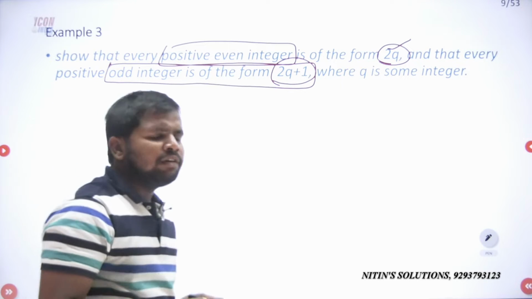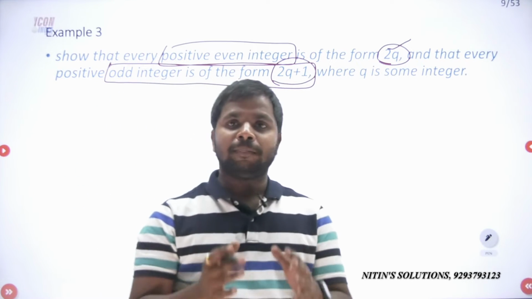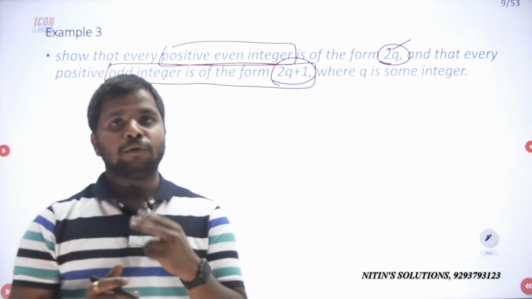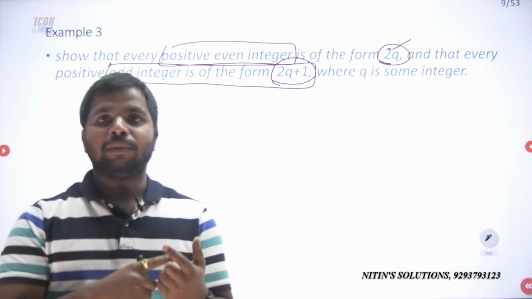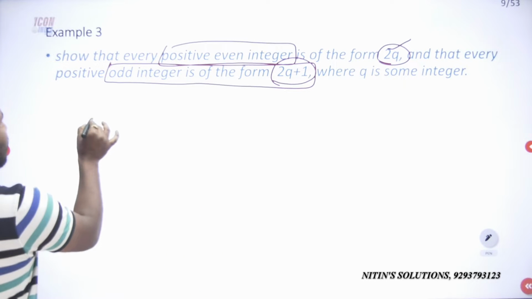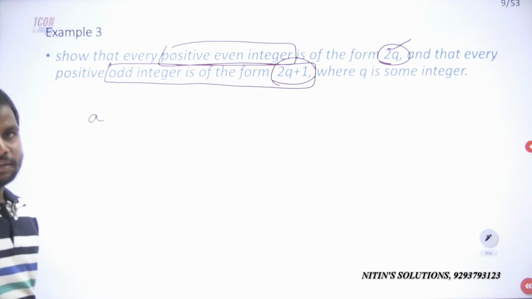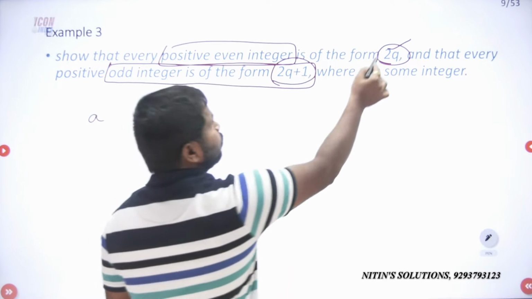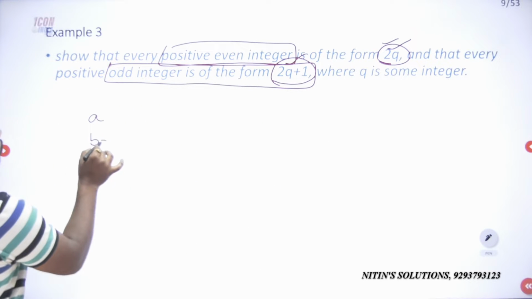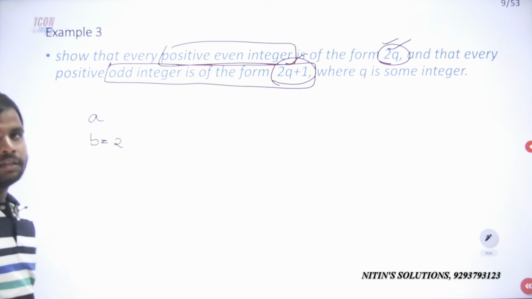Now, whatever numbers we have, for example, in the natural numbers, we have two types of numbers: one is even numbers, one is odd numbers. So here, let a be an integer. As we have 2q plus 1, I am taking b equals 2.